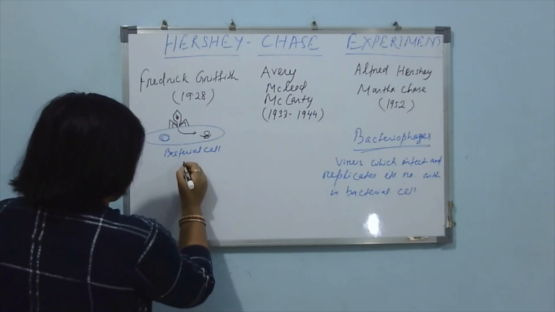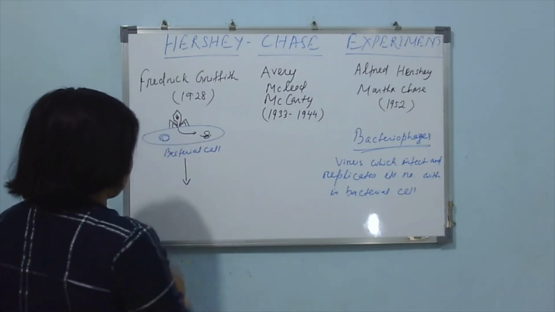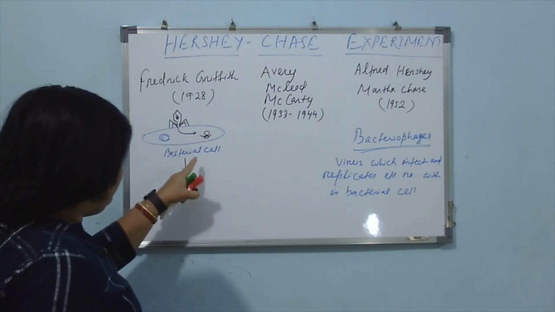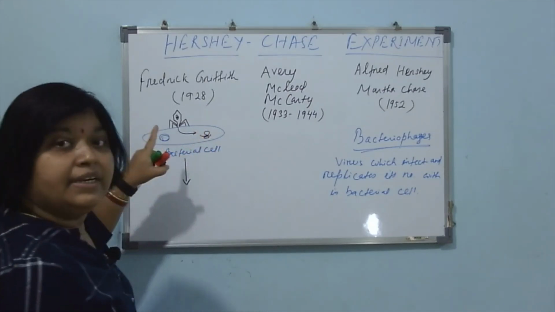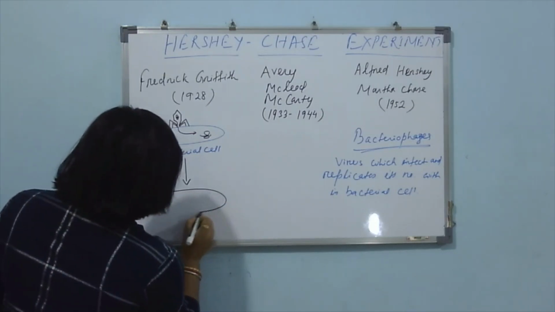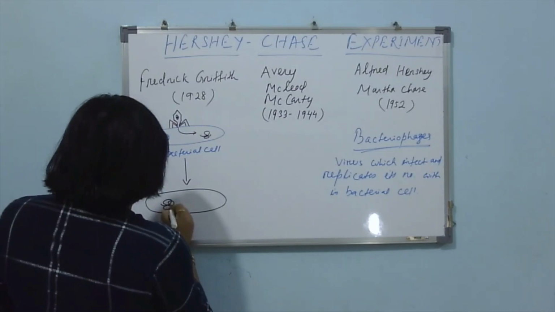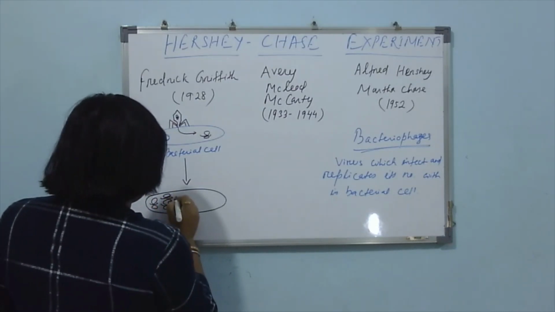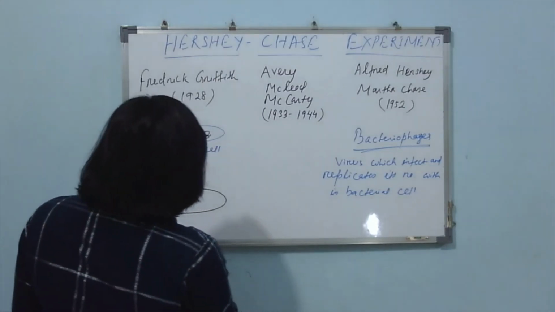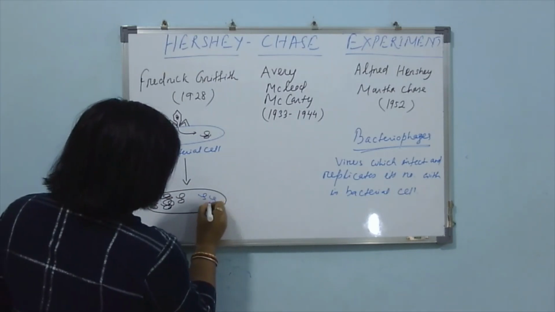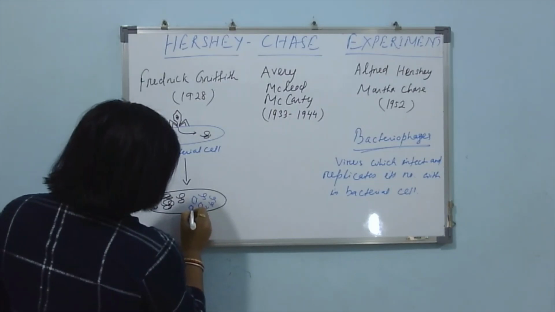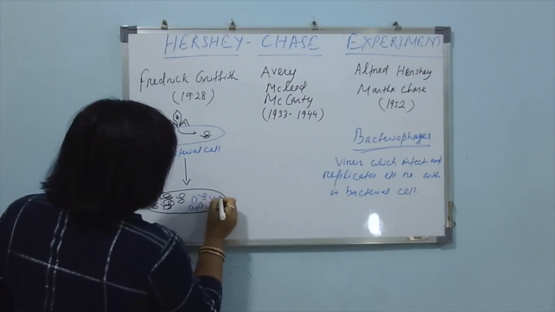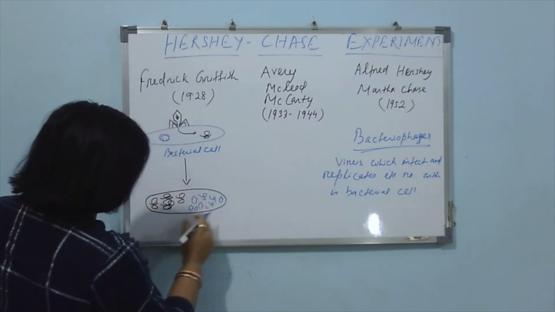When the replication process occurs within this bacterial cell, it will replicate the virus genetic material along with its own genetic material. So within this bacterial cell, the genetic material of the bacterial cell will increase and the virus genetic material will also increase. Then the protein coat will form and the genetic material will enter into this protein coat and a complete virus will form within this bacterial cell.